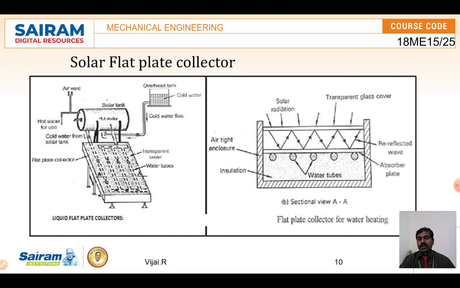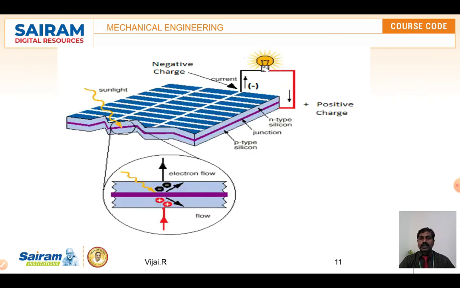Normally there is an overhead tank. From the overhead tank, water comes to the solar flat plate collector, where it goes through the water pipes, and due to the solar energy it gets heated up, and again it gets stored in the water tank. So directly then we can get it through the pipe to the washrooms and bathrooms everywhere. Another one is the photovoltaic cell.